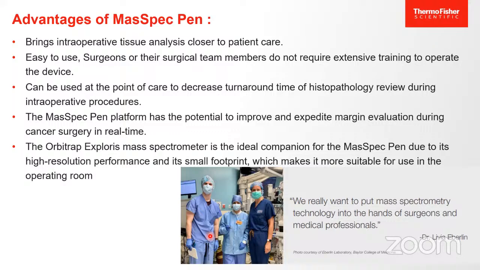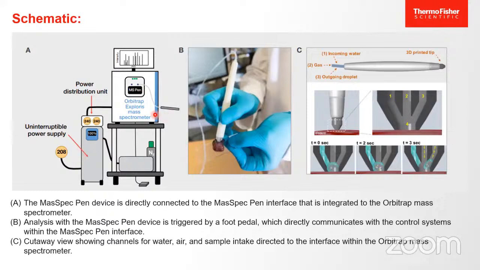They can be used as point of care to decrease the turnaround time of histopathology. Generally, we sometimes debate whether these are cancerous tissues, non-cancerous tissues, and other things. For that reason, Orbitrap Exploris was an obvious choice. A, because of its mass accuracy. B, its footprint. C, the accuracy, because the higher the resolution, the better the accuracy you will get. So this is how it works.